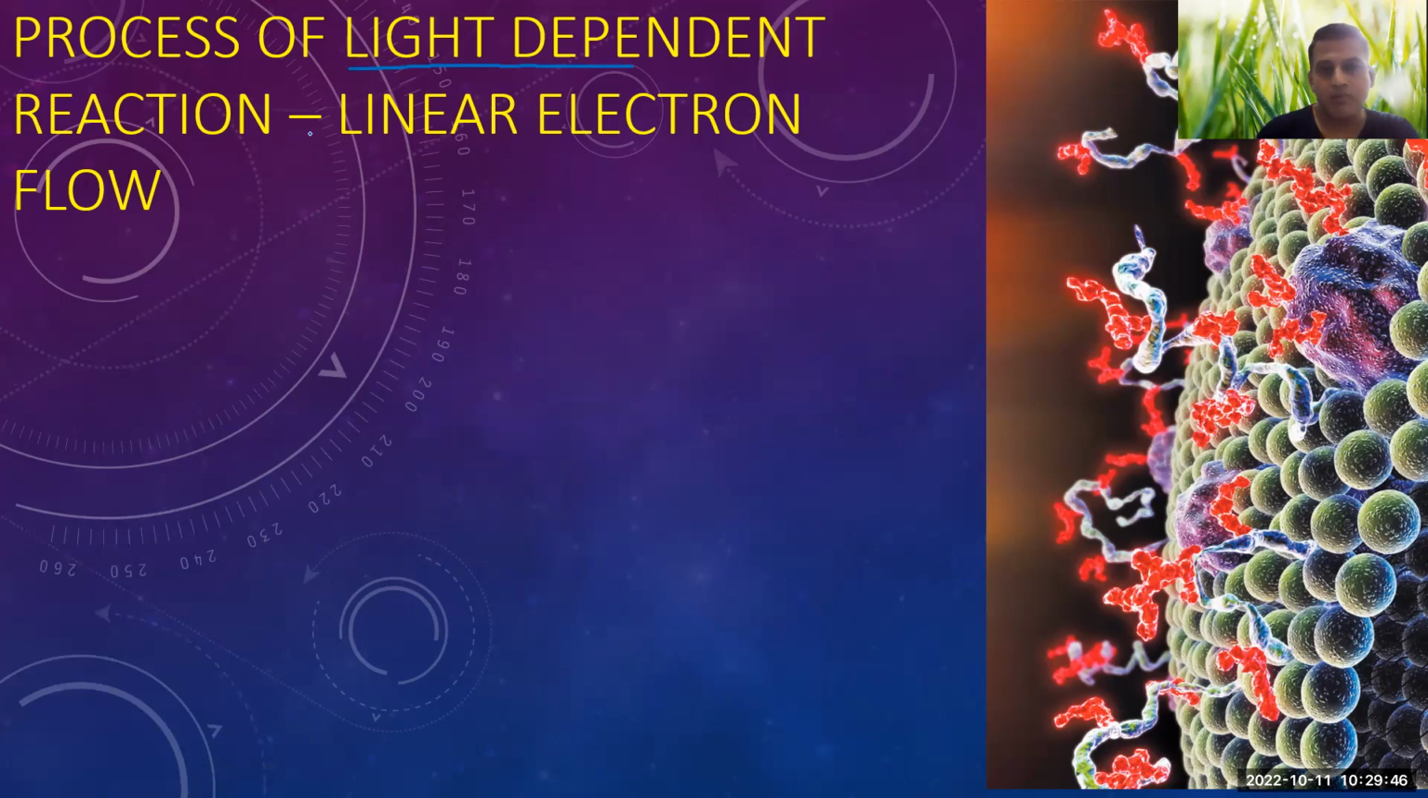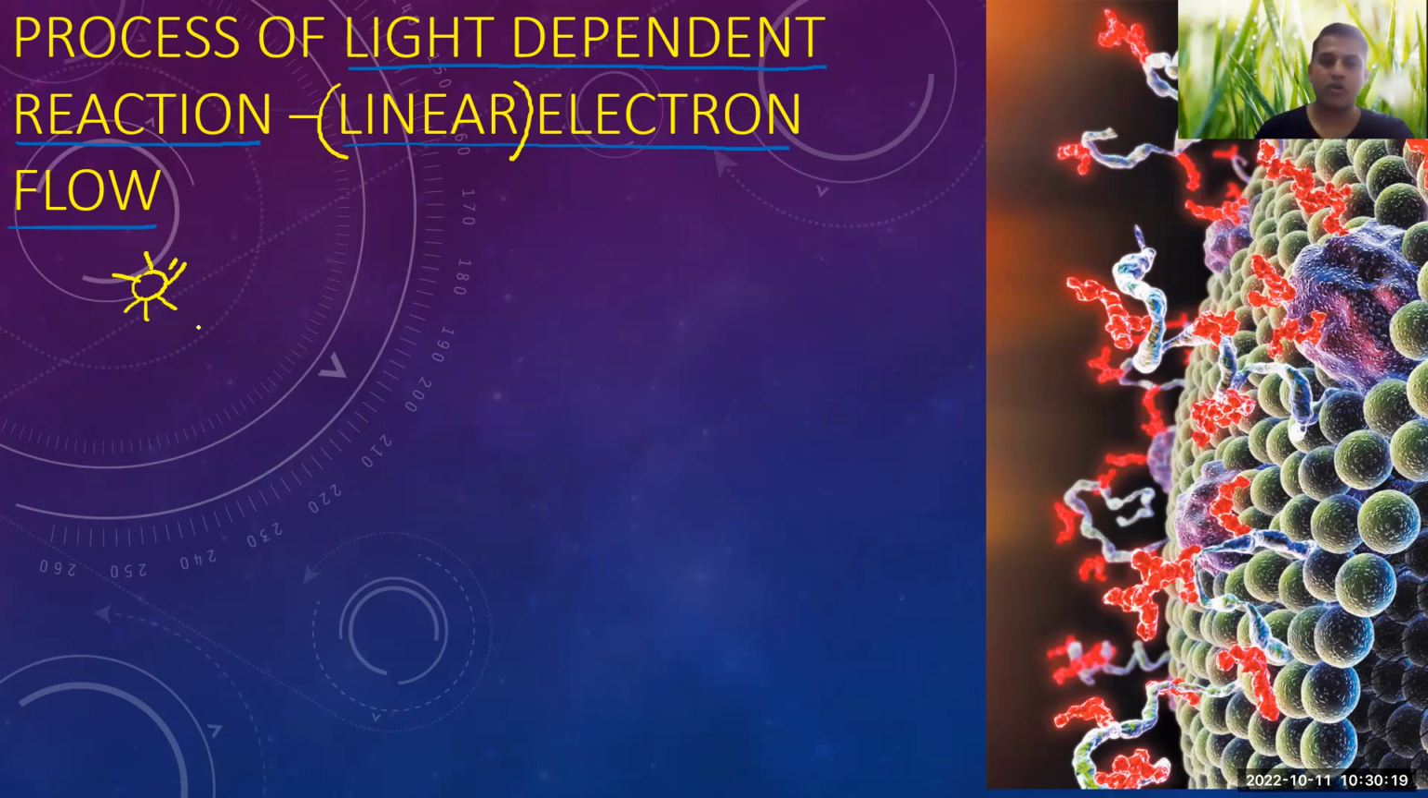Light dependent reaction, linear electron flow. How can we understand this? When light is there, there is a reaction. In that reaction, electrons flow in only one direction, because the opposite is cyclic: linear and cyclic. So simply we can understand, there is a light.